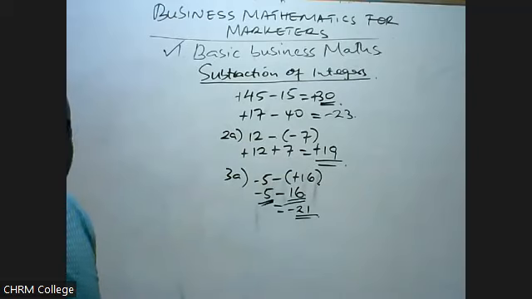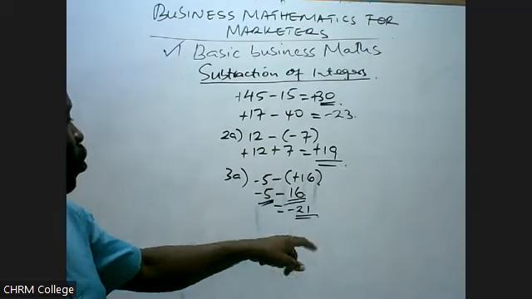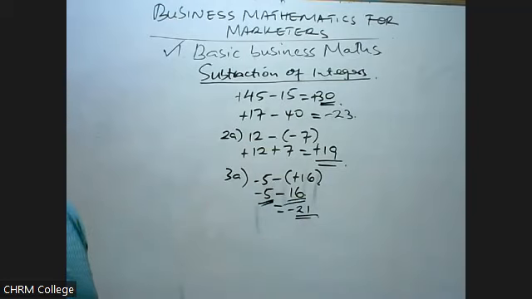You're already at negative 5. Then you incur another negative 16. It increases the negative to 21.